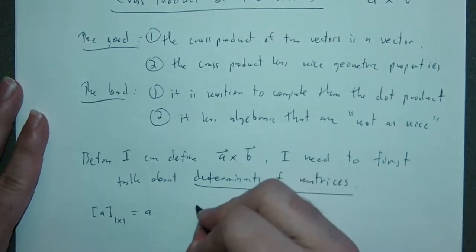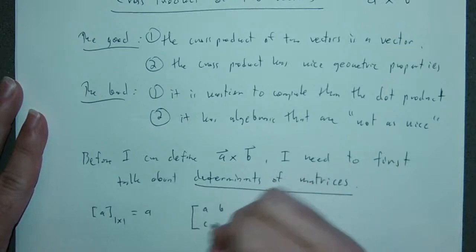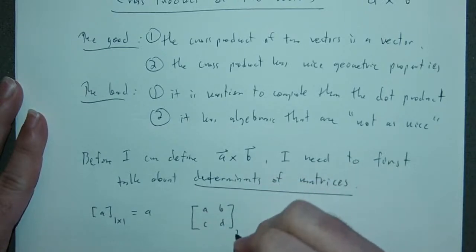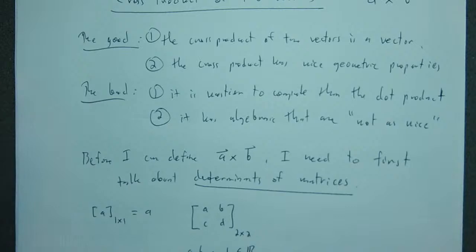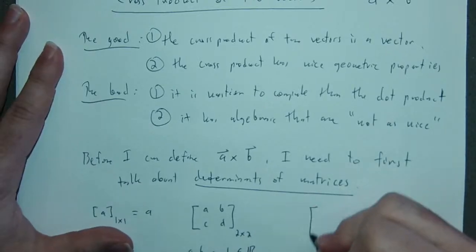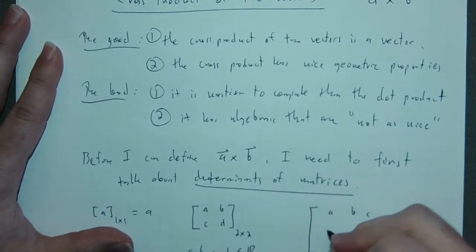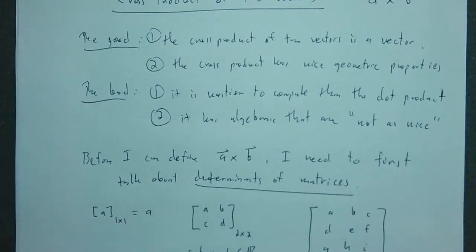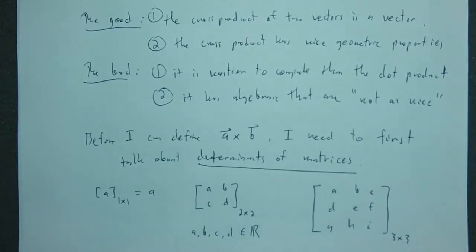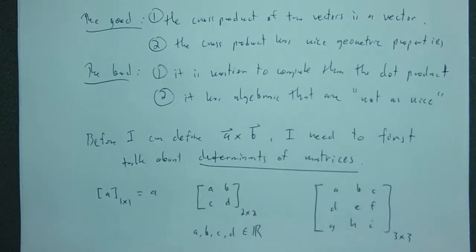A 2-by-2 matrix looks like this. So this is a 2-by-2 matrix. A, B, C, and D are real numbers. Okay, and a 3-by-3 matrix looks like this. So this is a 3-by-3 matrix. I'm not going to write all that, but all those are real numbers. Okay, so those are matrices. Now, you might question, what is a matrix? So here it's just like a block of real numbers.